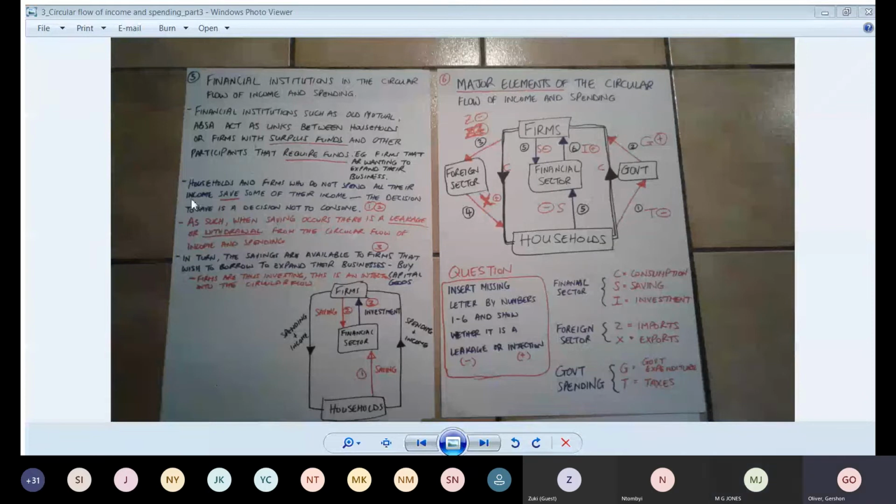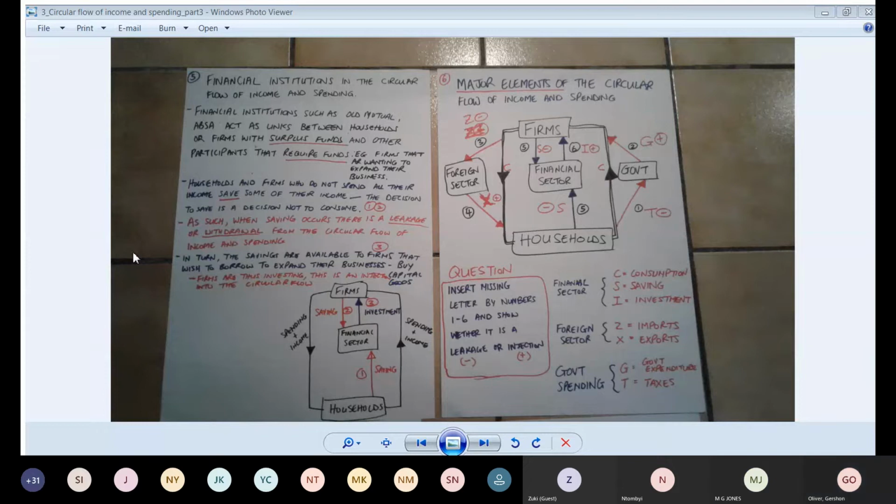So households and firms who do not spend all their income save some of the income, right? The decision to save is a decision not to consume. So hearing that, do you think saving is a leakage or an injection? Consumption is buying goods and services. I think it's a leakage. Yes, saving is a leakage, whereas consuming is you actually buying goods and services, so it is an injection into the circular flow of goods, of income and spending.